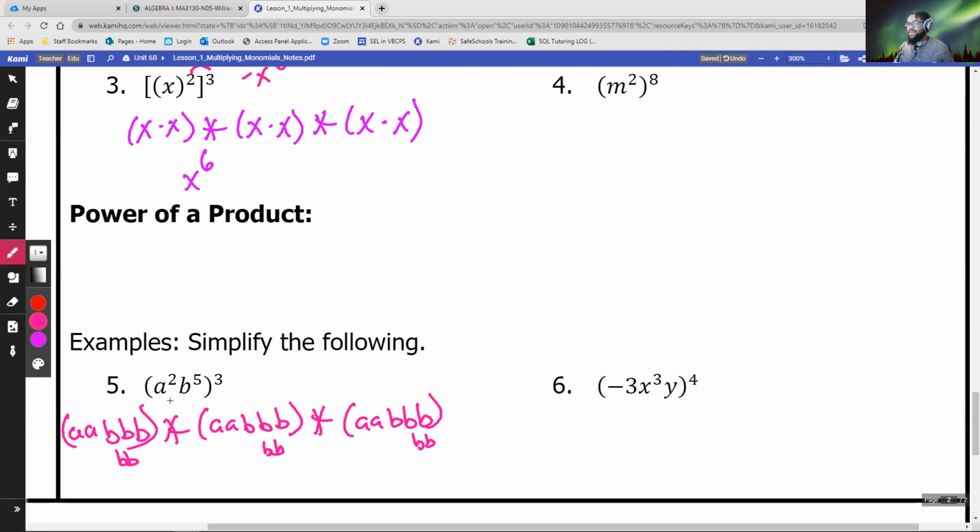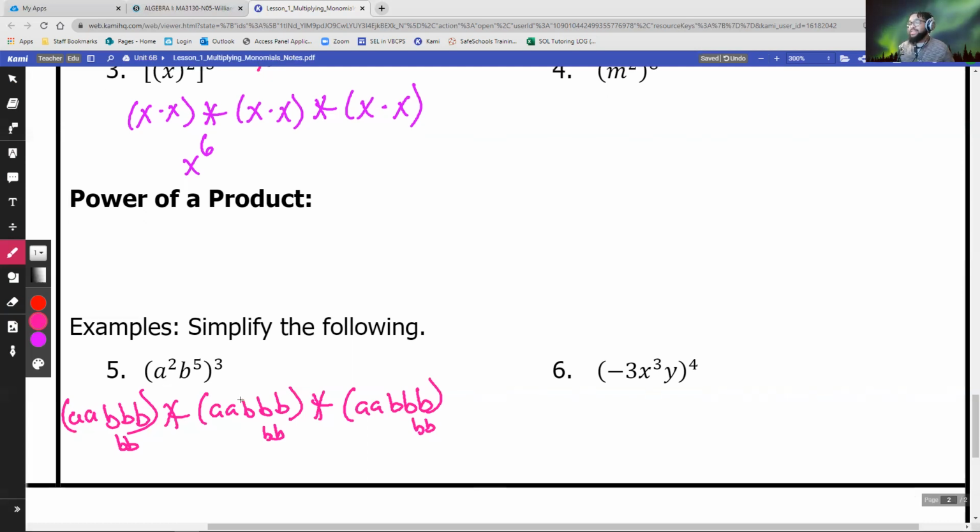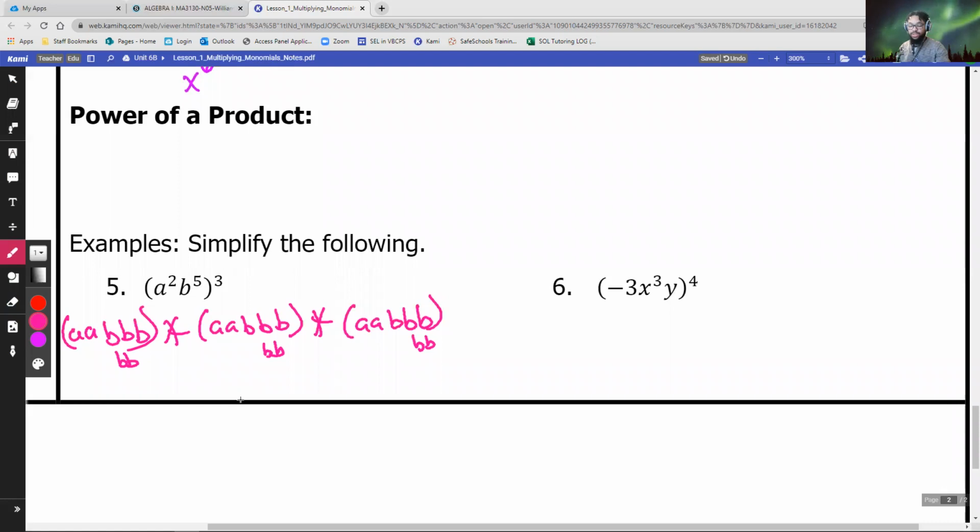Now I've got them all cubed, or I've got them written out 3 times. That's writing it cubed. Instead of writing it out like that, a quick way to do it would be to multiply this exponent on the outside to each of these. So 3 times 2 is a to the 6. And then 3 times 5 is b to the 15. And you'd get the same answer if you went through and counted all these things together and did it that way, okay?